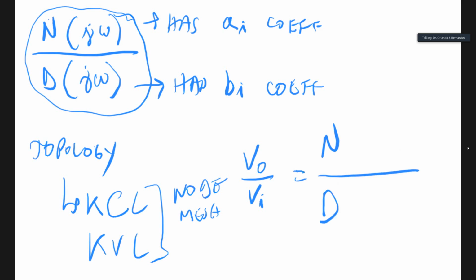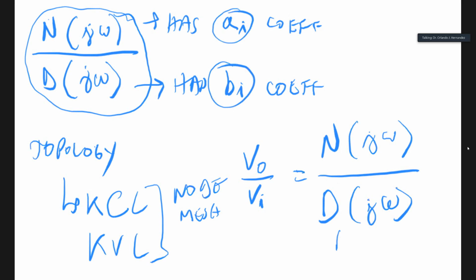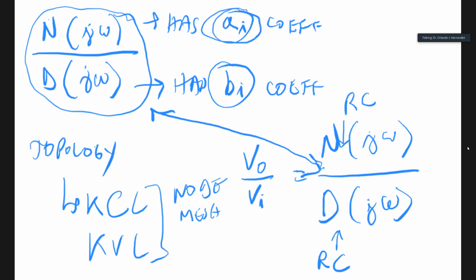It's also going to be over j omega, but instead of having these a and b coefficients, the coefficients here are going to be in terms of the components. Then by inspection, I look at these two rational polynomial relationships and I equate the appropriate coefficients that I got from the system level to the coefficients that are expressed in terms of the component values. That is what is called design equations acquisition.